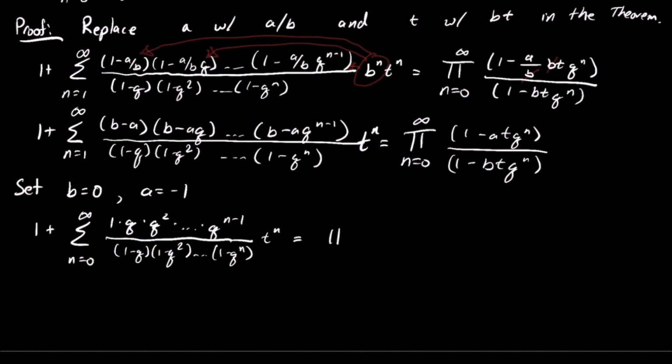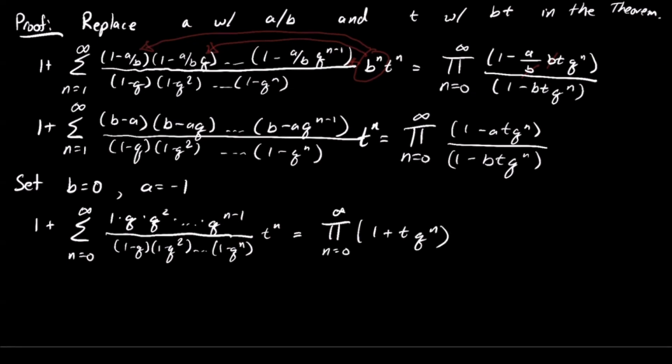What happens to the right-hand side? Remember, I'm setting b equal to 0 and a equal to -1. Well, if I set b equal to 0, the denominator just becomes an infinite product of 1s, because it's 1 minus 0 infinitely many times. And the numerator becomes 1 plus t q to the n as n goes from 0 to infinity. So we now have an expression that looks something like this. And we can simplify this just a little bit more.